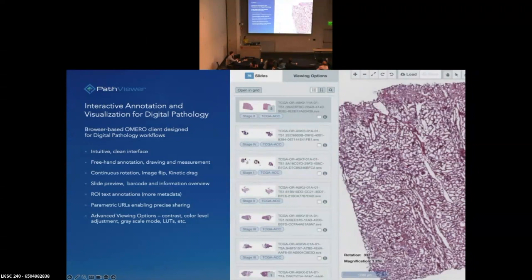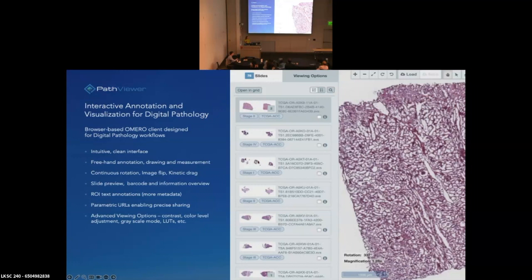So we have things like freehand annotations, drawings, and measurement. You can rotate, flip, and zoom in and out on your image, all the things that you'd want in an image viewer. And because it is built with these whole slide images in mind, we also have the concept of a slide preview, or that overview image, and a barcode image. So all of that metadata, which in that case is actually an image that represents metadata, is front and center for the pathologist who's reviewing.